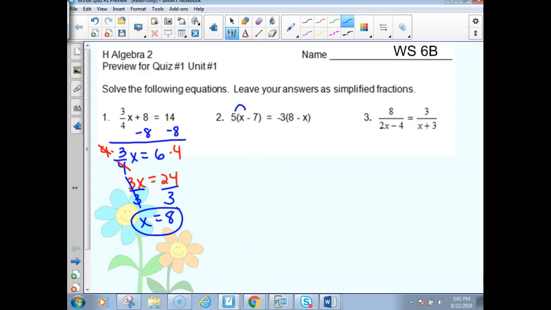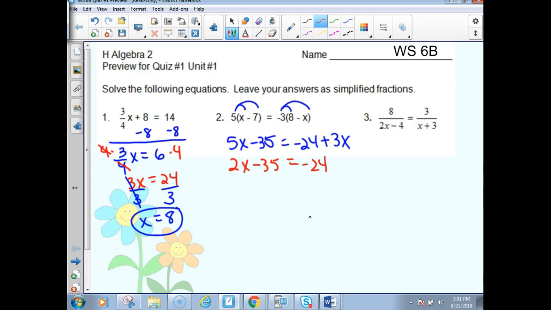On number 2, we must distribute on both sides, giving us 5 times x minus 35 is equal to negative 24 plus 3x. Need to get our like terms on one side, so I'm going to subtract 3x from both sides, and I'm not going to write all those little details. Okay, and then I'm going to add 35. And that would be 11, right? Negative 24 plus 35 would be 11. All right, divide by 2, 11 halves. And just leave it 11 halves.